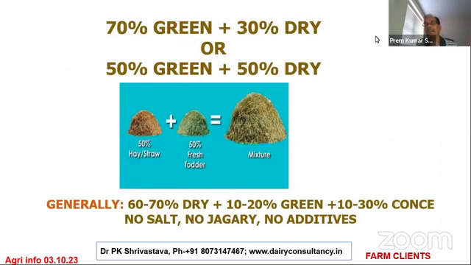60-70% dry and 10-20% green. This is what is being given. And we have taken pictures of what is being fed in the field, and we have many, many pictures. We can show from where we have taken them. So what they are not feeding is palatability.